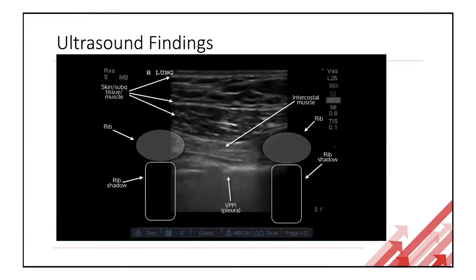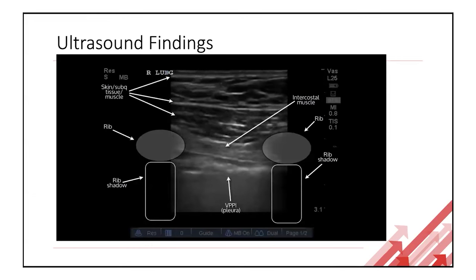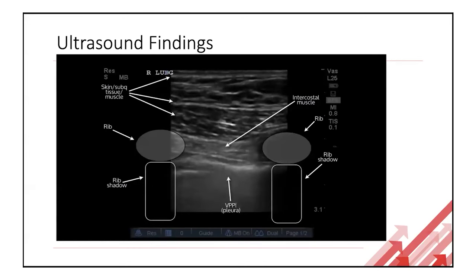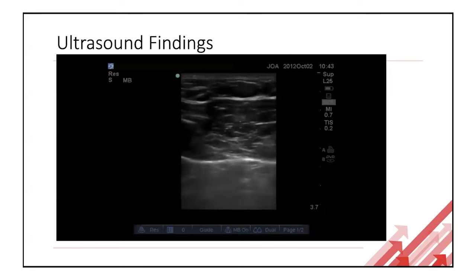Some people have called it ants marching, lung gliding, lung sliding. Really, just, is it moving back and forth? Is it sliding? That's the most important thing. And this is what the lack of lung sliding looks like. Notice that white line is still there, but it's not sliding. It's not moving back and forth, left to right on the screen. You might have a little bit of up and down movement or anterior posterior movement.